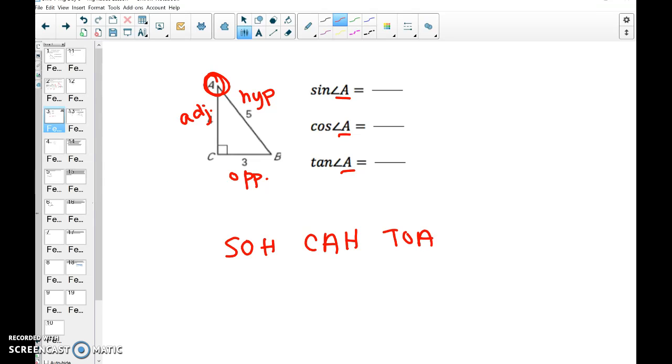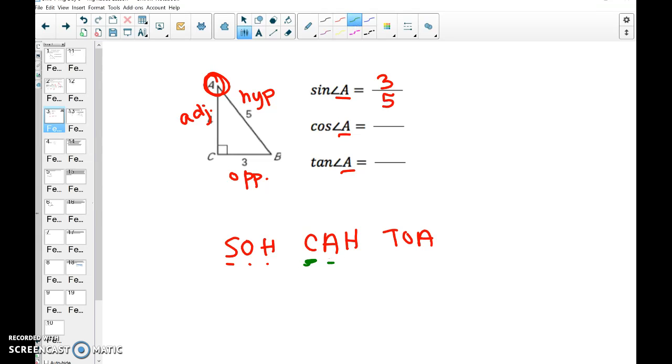SOHCAHTOA. All right, so sine is opposite over hypotenuse. Okay, well, opposite of A is CB, and that's 3. The hypotenuse is 5, so sine of angle A is 3 over 5. Pretty easy fraction to work with so far.